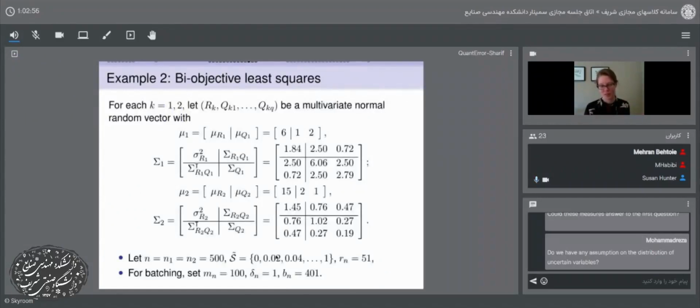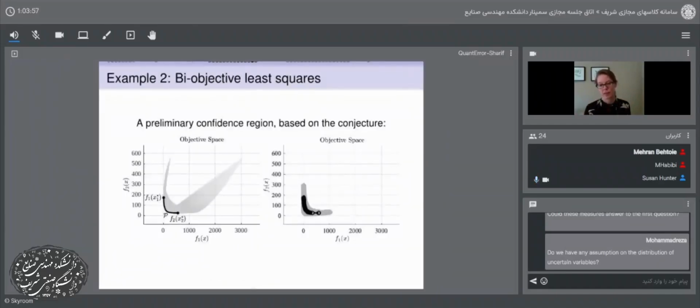If all of that is a bit overwhelming, I have some preliminary results for an example in the biobjective least squares. I created an example with a multivariate normal random vector, and these are the mu and sigma values where we get the means and variances for our response and covariate values. Then I took 500 samples and discretized at the level of 0.02. Whenever we do linear weighted sum, we can use it on the unit simplex. Since we just have two objectives, I take my scalarization parameters from 0 to 1. This means I have 51 problems to solve for the scalarization. For the batching, I took batches of 100 with a displacement of 1, so the number of batches is then 401.